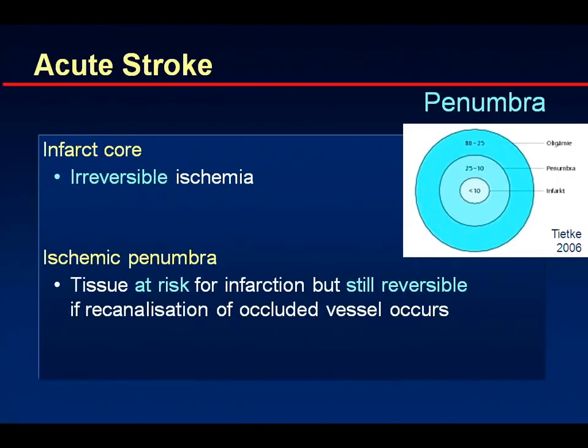Now, if you look at the perfusion, that's in milliliters per 100 grams of tissue. If that's less than 10 milliliters, that is the infarct core. Penumbra is in the range of 10 to 25, and beyond that is oligemia, so basically minor perfusion. The ischemic penumbra, as I said, is at risk, but this risk is still reversible if there is recanalization of the occluded vessel.